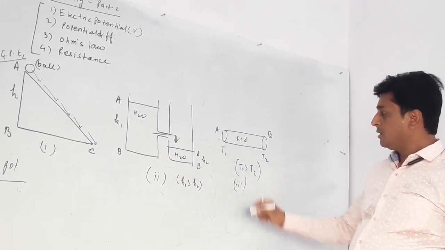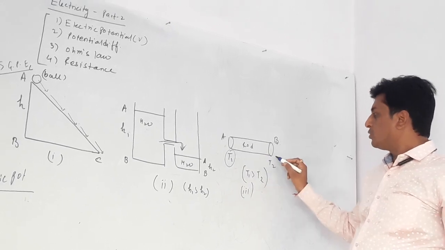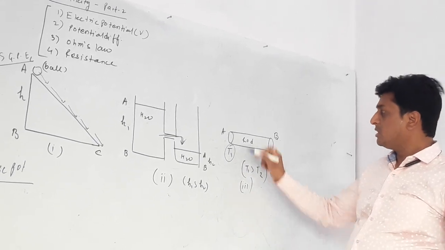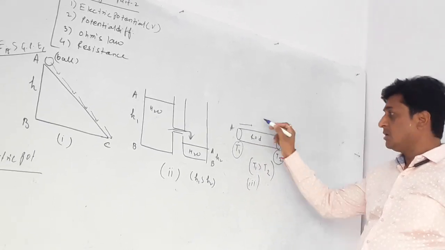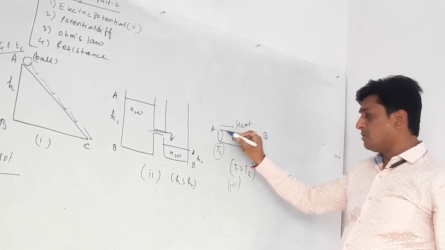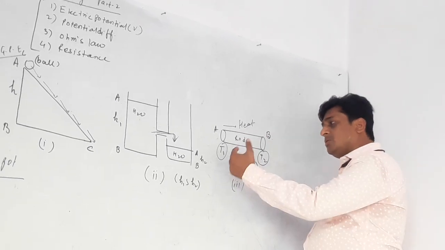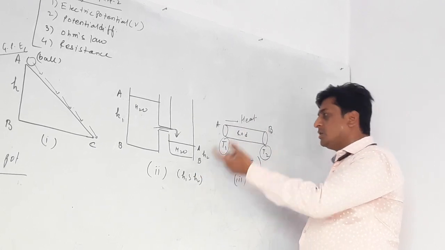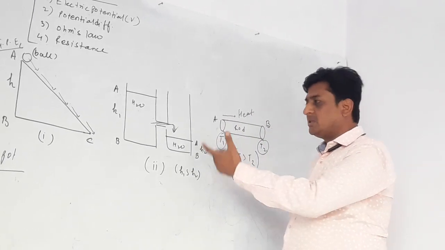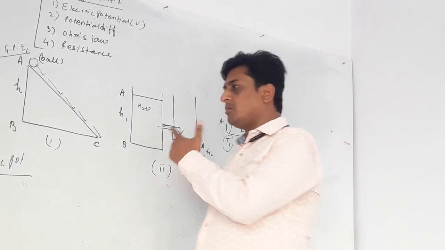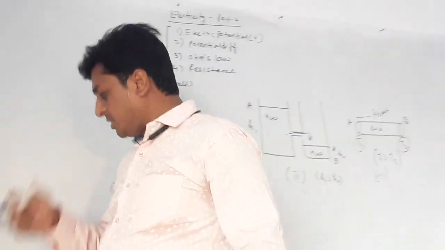If we come here, because this end's temperature is more than the temperature of this end, heat will flow from here to here. Motion of heat will take place from here to here. Why? Because due to larger temperature, energy is more. Due to low temperature, energy is less. That's why energy motion will be from the higher temperature region to the lower temperature region.